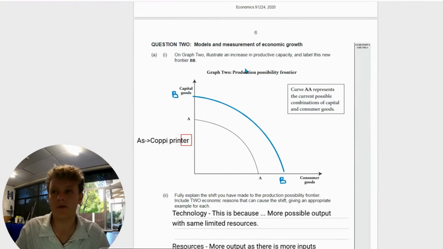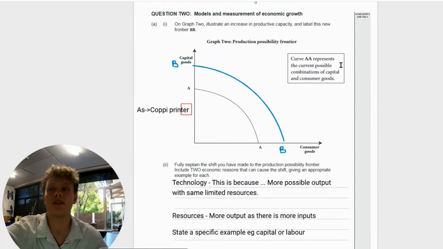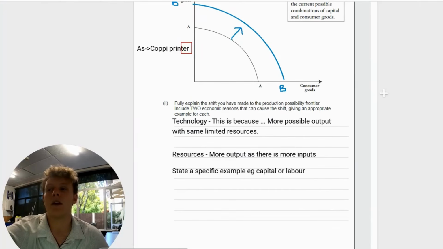Question 2, PPF. So in PPF, we're thinking about what might shift the curve, or what might shift the point inside of the curve. We're thinking about limited resources or opportunity cost, and we might be thinking about choice, as well as capital and consumer goods. So on graph 2, illustrate an increase in productive capacity. Label this new frontier BB. So we're saying increase in productive capacity, which means our production possibility curve is shifting out. A moves to B like this, and then obviously we can draw an arrow as well just to reinforce it's moving outwards like that.